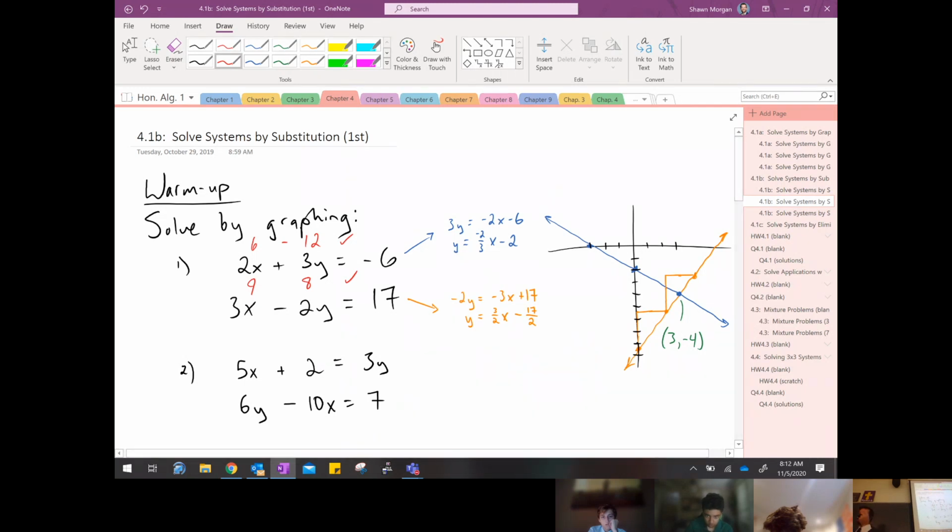Notice that the checkpoint, that last step, didn't take so long. We're just doing a little bit of mental arithmetic. Now, I don't know if you guys have had time to finish the second one. What answer did you get?